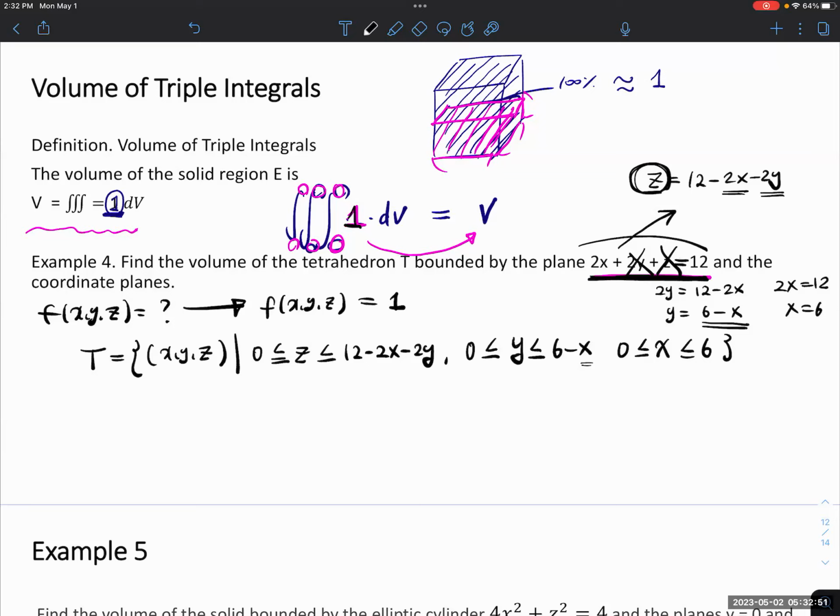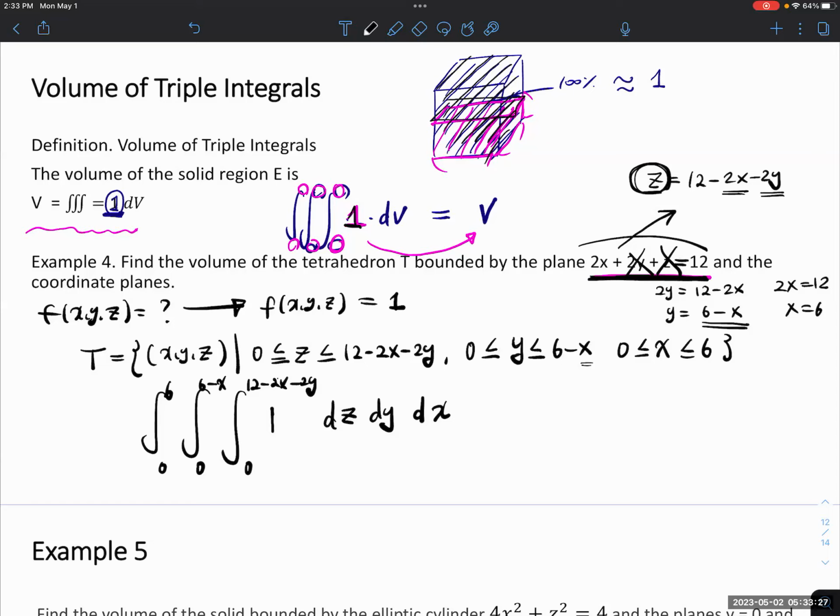So now we're going to set up the integral. This time the function is not given, so we're going to take the triple integral of 1 dV. But this time we have all the intervals. So dz first, then dy, then dx: z from 0 to 12 minus 2x minus 2y, y from 0 to 6 minus x, and x from 0 to 6. That's all you need to do. So when you do not have a given function, assume the total field is going to be 1. You're looking for the volume, depending on the interval that is given.